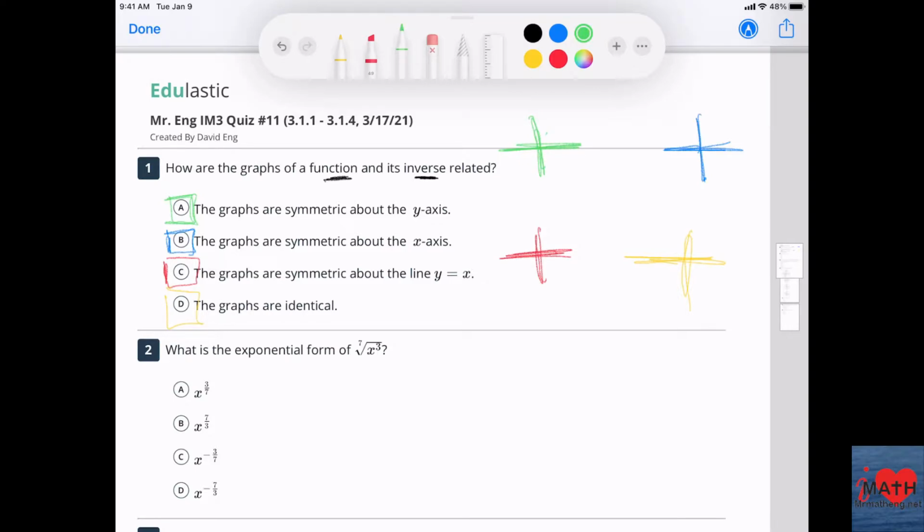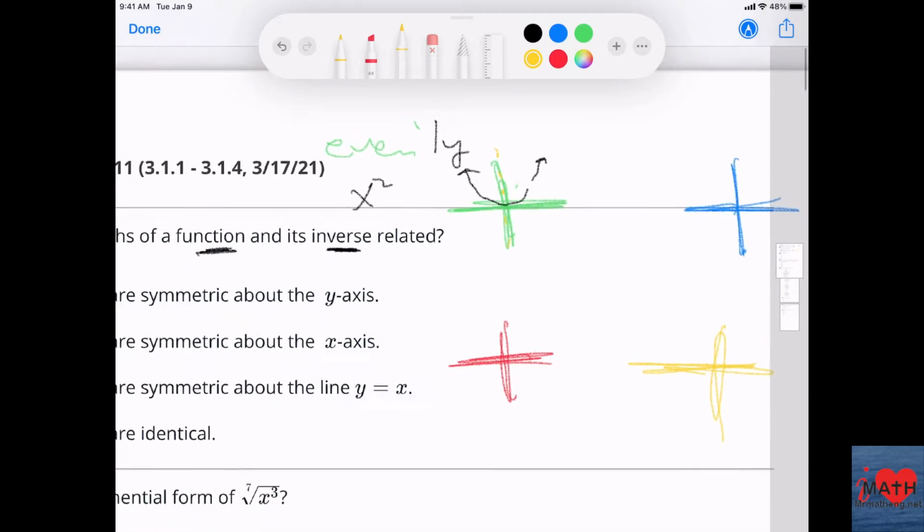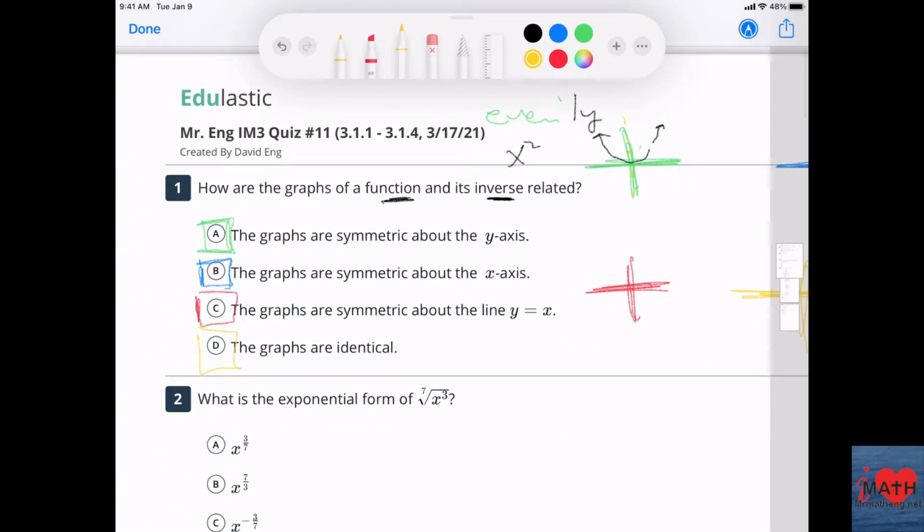So that was the phrase I had, evenly. And that's if you had something like x to the second power and it was symmetrical about here on the y-axis. Okay, that would have been that scenario, but that one's talking about symmetry. So it's not that one.